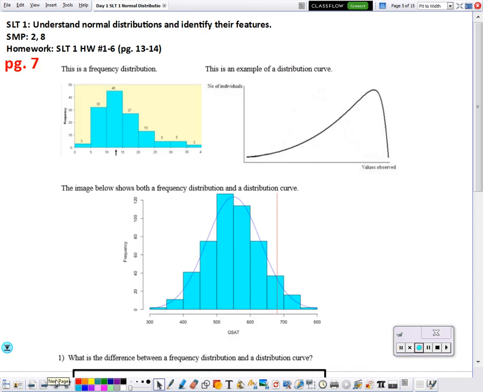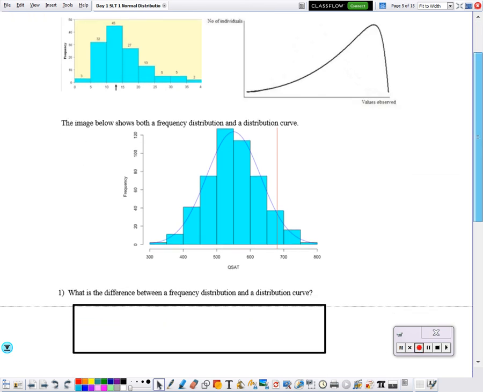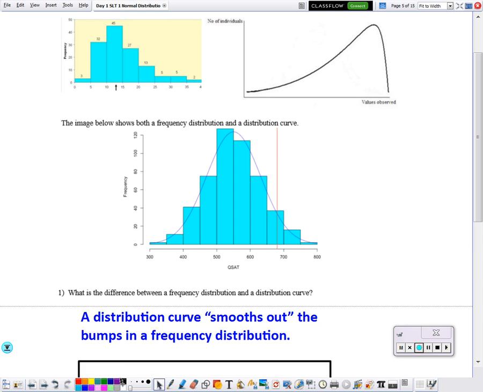Okay, so everyone flip to page 7. Here we've got a frequency distribution. And over here, we've got a distribution curve. Right. Then we have a third image, and this shows both a frequency distribution and a distribution curve laid over top of that particular frequency distribution. So what do you think the difference is between a frequency distribution or histogram and the distribution curve? The distribution curve simply smooths out the bumps in the frequency distribution.